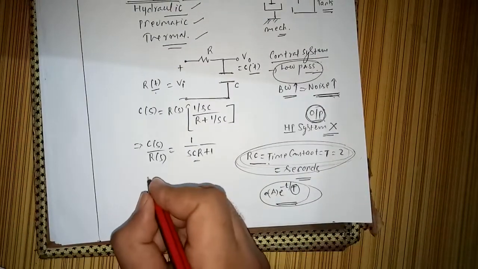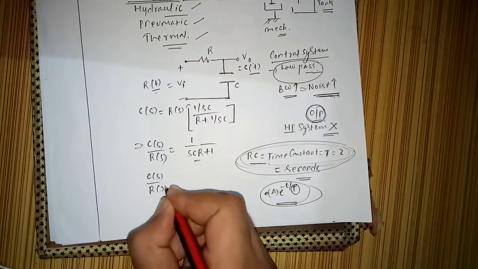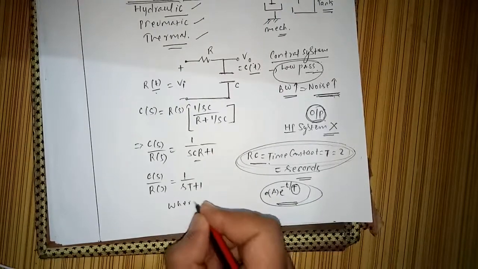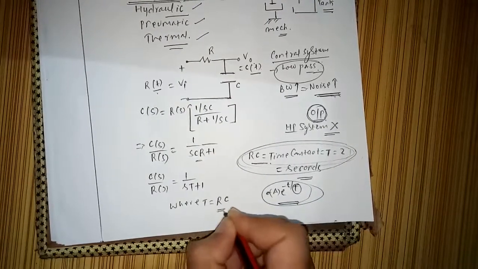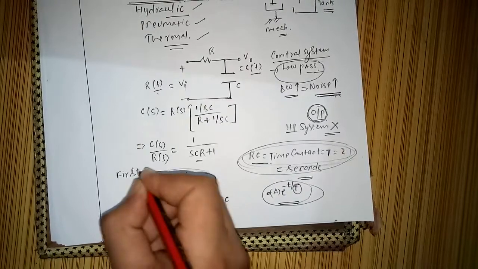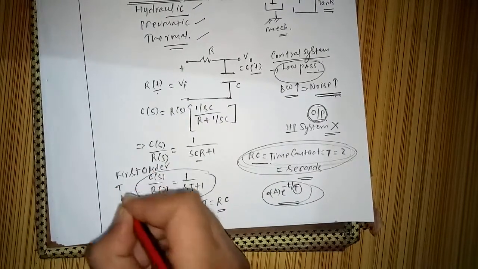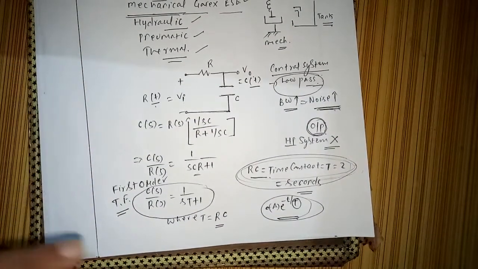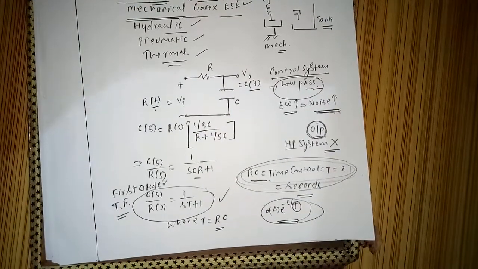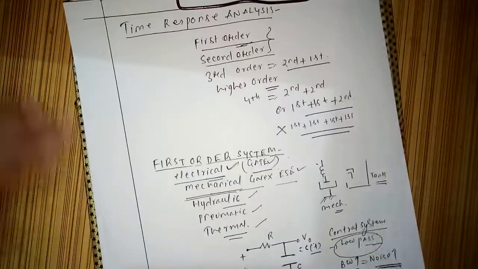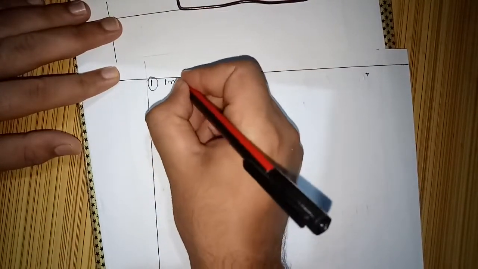So I can write C(s) by R(s) is equal to 1 by (sT plus 1), where T is equal to RC. This is the general first order transfer function. Whenever we are asked about a first order system, we will use this standard transfer function only. So let's start our analysis with our first test signal. First we will see the impulse response.